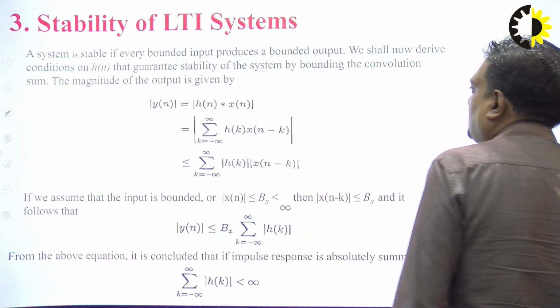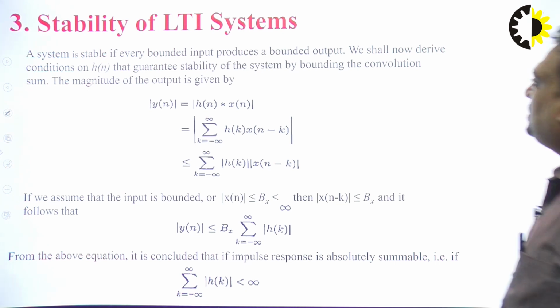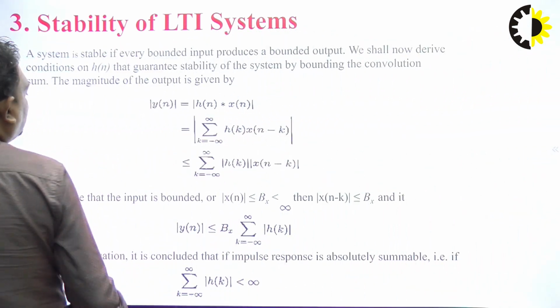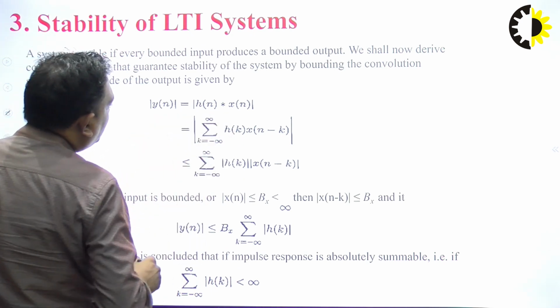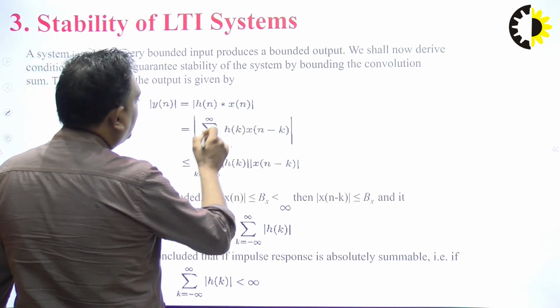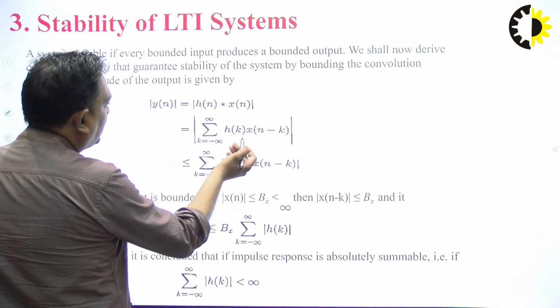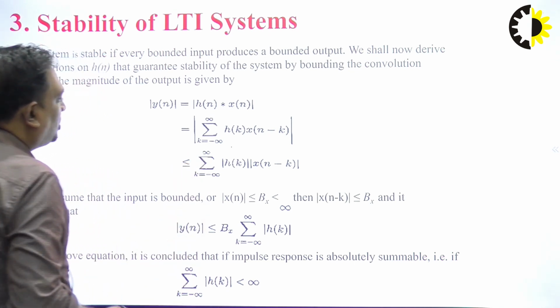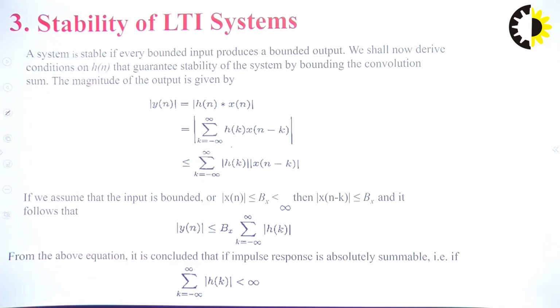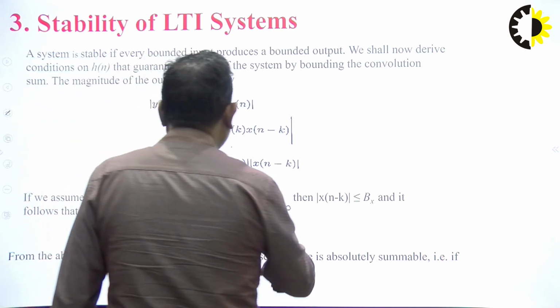Then last is stability. A system is stable if every bounded input produces a bounded output. We shall now derive the condition on h[n] that guarantees stability of the system by bounding the convolution sum. So we can see that the output y[n] equals h[n] convolved with x[n]; then we will take the modulus and write the definition, summation k equals minus infinity to infinity h[k] times x[n-k]. Now we can also write it as less than or equal to, because the absolute value of a summation is always less than or equal to the summation of absolute values.